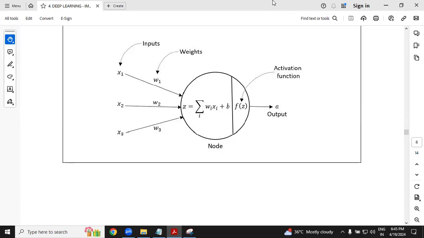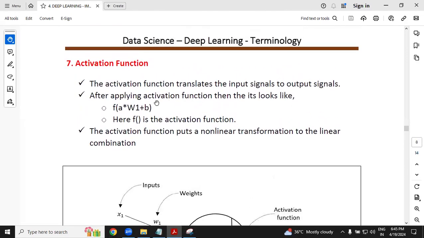After this one, what is this? Activation function. The activation function will be triggered. What is an activation function? I will explain. The activation function translates the input signal into the output signal. After applying the activation function, it looks like f of (w1 * x1 + b), where f is an activation function. The activation function puts a non-linear transformation onto the linear combination.